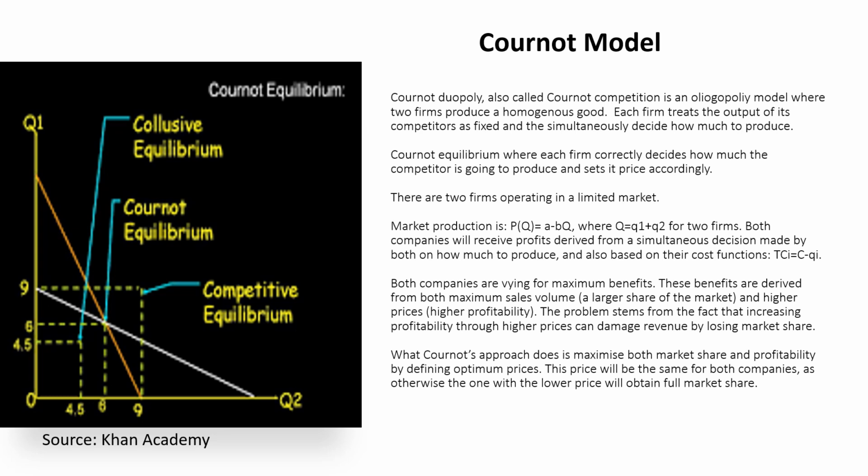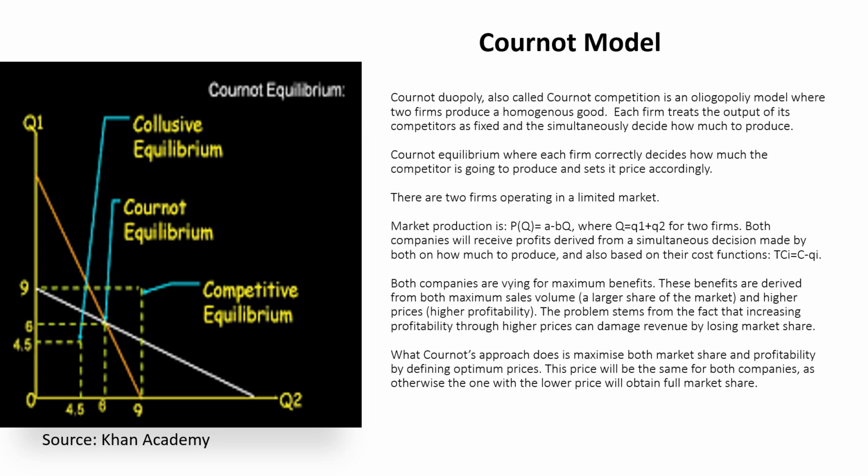Both companies are trying to get the maximum benefits. These benefits are derived from both the maximum sales volume, which is a larger share of the market, and higher prices. Now, the problem in the Cournot model stems from the fact that by increasing profitability through higher prices, they can lose their markets. Because if you're looking at homogeneous goods, goods that are exactly the same, people just won't pay higher prices for them. So when they raise their prices, they lose market share.